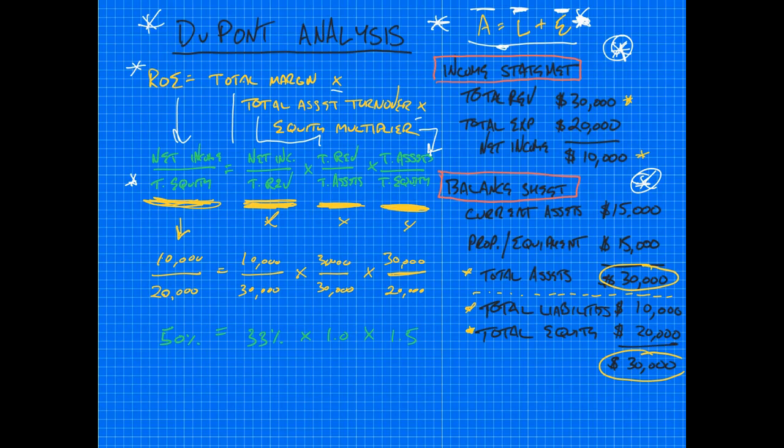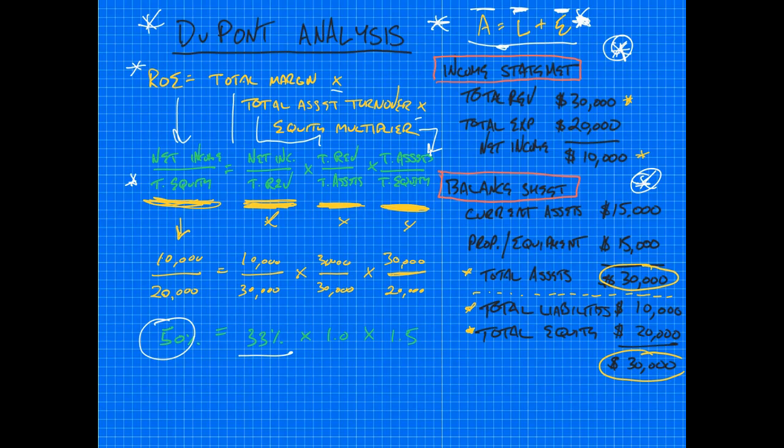So that's really one of the stopping points right there with the DuPont analysis. This breaks down what each one of those areas mean. Again, this is going back to what we're all looking at here. The 50%, that's the return on equity.